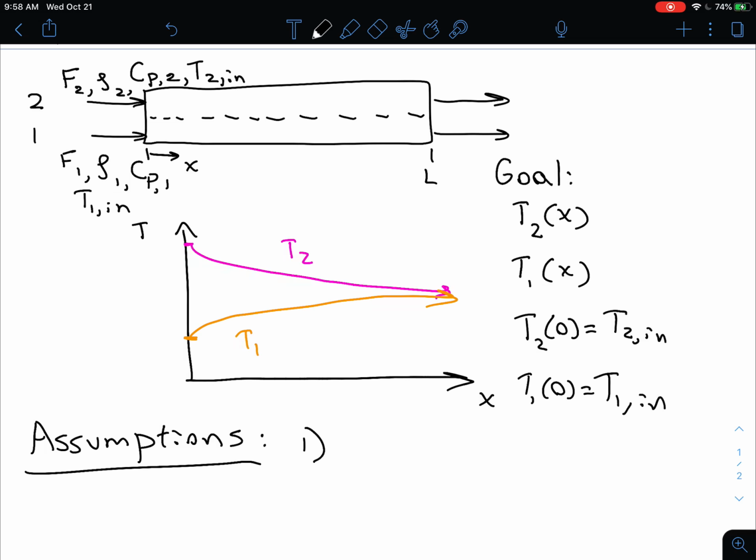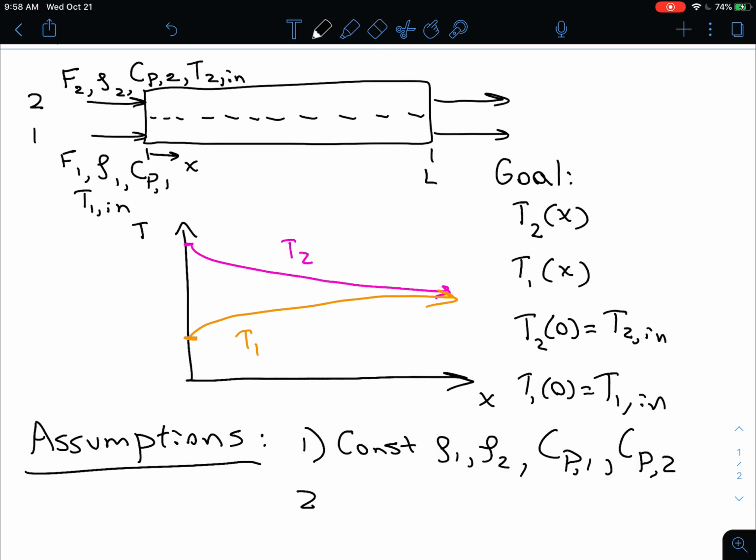So the first one is that fluid properties are constant. In general, density and heat capacity should actually change with the change in temperature of each fluid. But for simplicity, I'm just going to assume that those are constant.